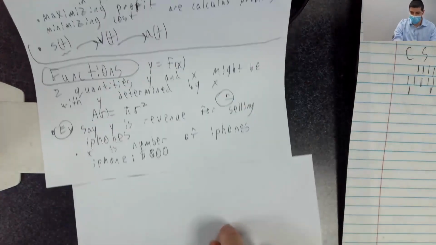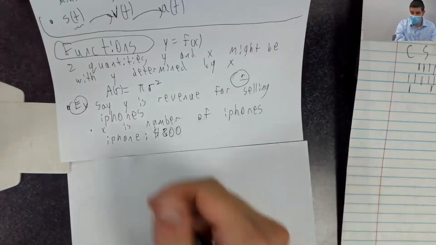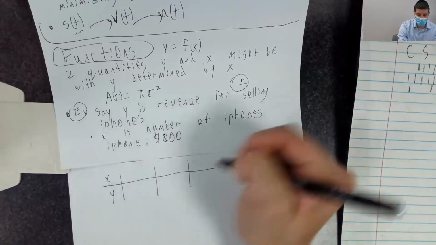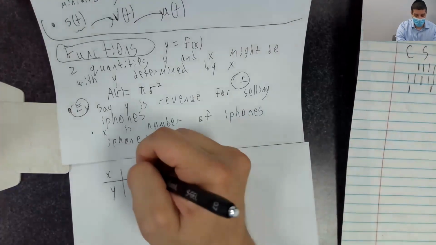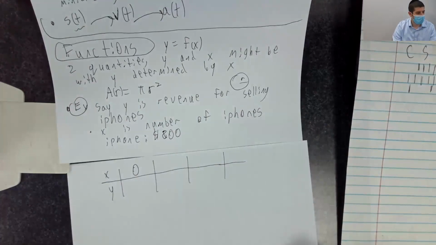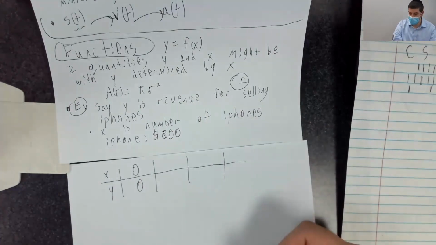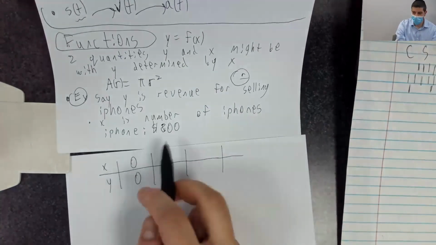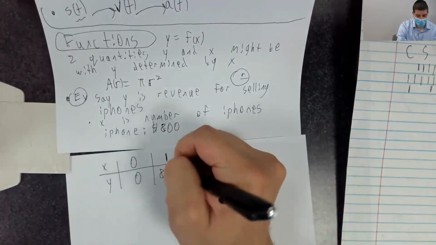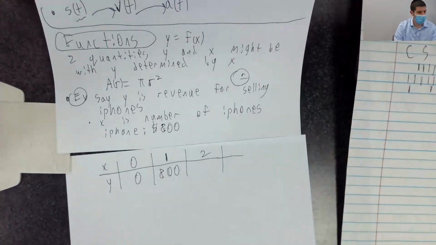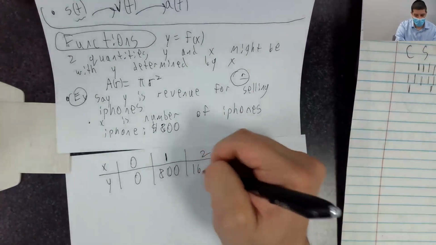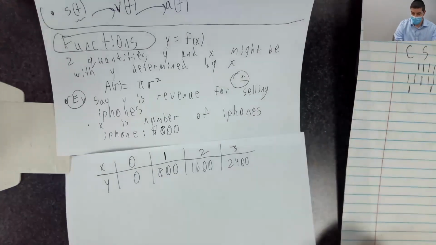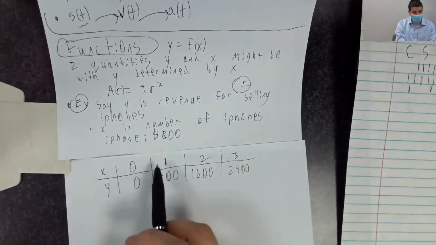They keep getting really pricey. So the revenue is going to be related to the number that you sell. If I sell 0 iPhones, how much will I have? 0. If I sell 1, I'll have 800. If I sell 2, I'll have 1,600, and 3, 2,400. Since they're clearly related, does anyone see the relationship?